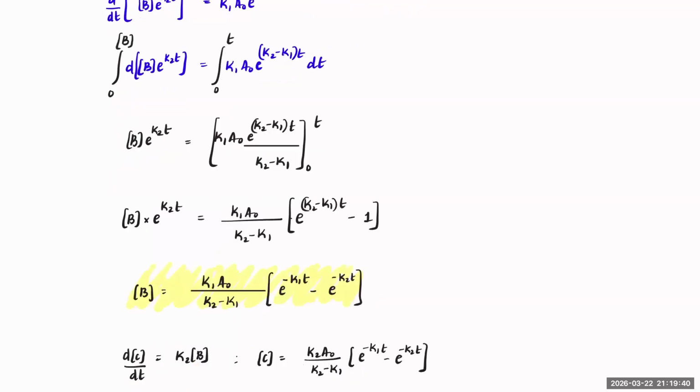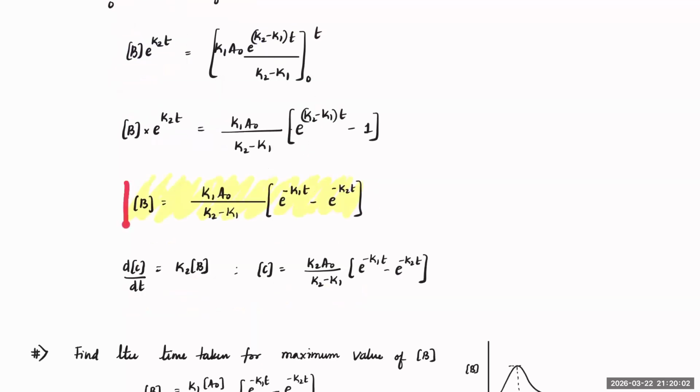And now if I substitute that 0 to T here, B into e raised to power of K2 T is equal to K1 A naught by K2 minus K1 into e raised to power of K2 minus K1 into T, and once T equal to 0, that will become 1. And now take this e raised to power of K2 into T onto the right hand side. So now we'll get B is equal to K1 A naught by K2 minus K1 into, here K2 will get cancelled, so e raised to power of minus K1 into T minus exponential minus K2 into T. So this is the expression which you will get for B.